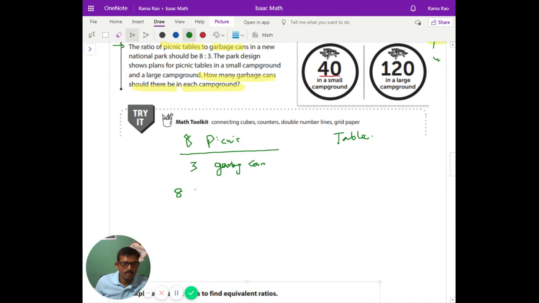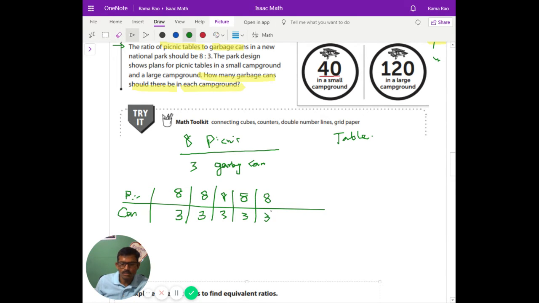Good work. This here I'm going to put tables, picnic tables, and then I'm going to put garbage cans here, and we're going to see 8 picnic tables need 3 of them. So if I continue this pattern, 8 more, I need 3 more, and then 8 more, I need 3 more. That's 8 plus 8 is 16, plus 8 is 24, and 32, and then I can have 40.